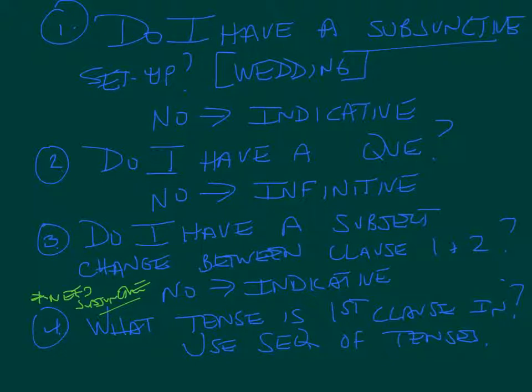So, the first question is, do I have a subjunctive setup? In other words, is the verb in the first clause, the first part of the sentence, does it have something to do with WEIRDO? Is it showing a wish or a will or an emotion or a doubt or disbelief or negation or an impersonal expression? Does that verb in the first clause have anything to do with WEIRDO? And again, we will break WEIRDO down in a future video for you. If the answer is yes, move to question 2. If the answer is no, that means the verb that you need to conjugate in the second part of the sentence will be in the indicative.